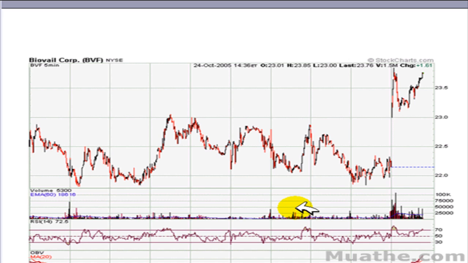Strong close right here. Nothing happened the next 2 sessions, but eventually a gap up. Remember, it's a gap up indicator. So it failed, whoever was timing this was off by 2 days. So it never worked on time, but eventually it did predict a gap up in the stock.